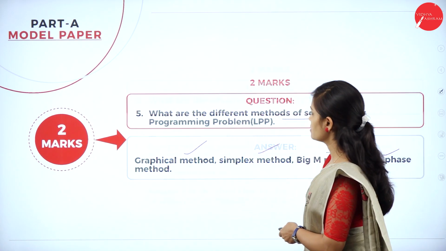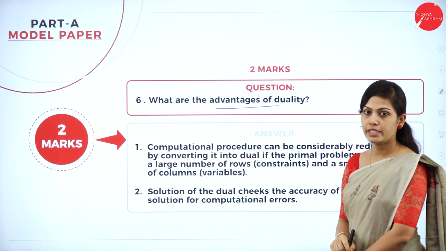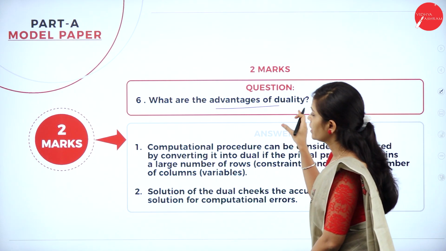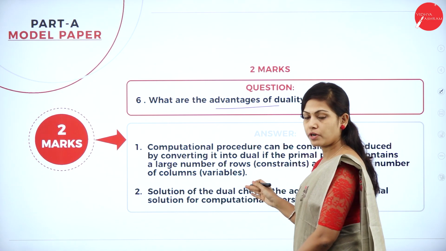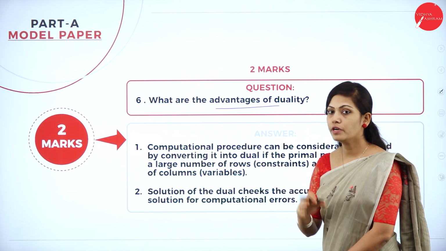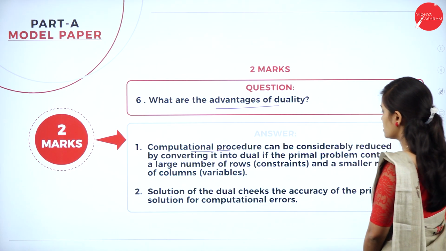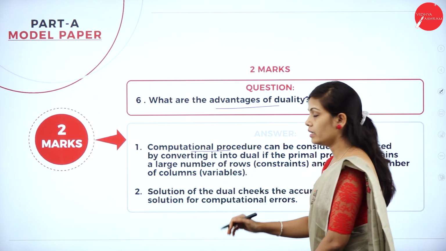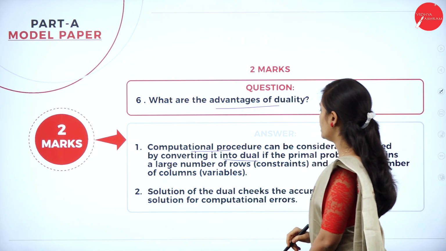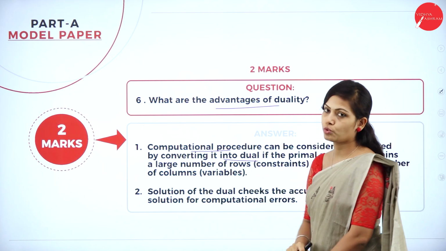And the next question is question number 6. What are the advantages of duality? In duality, we are interchanging the coefficients of the objective function with the RHS of the constraints values, right? So computational procedures can be considerably reduced by converting into the dual if the primal problem contains a large number of rows.